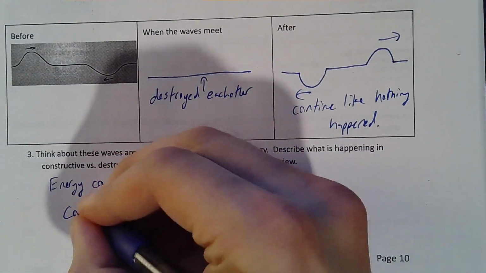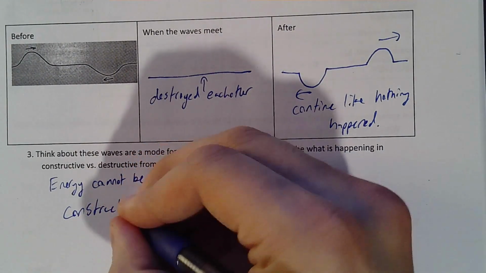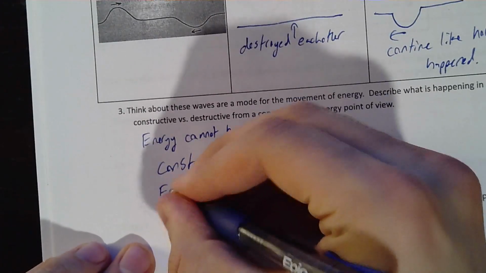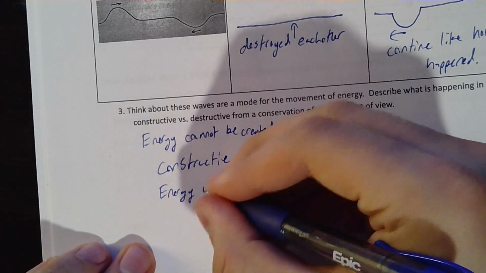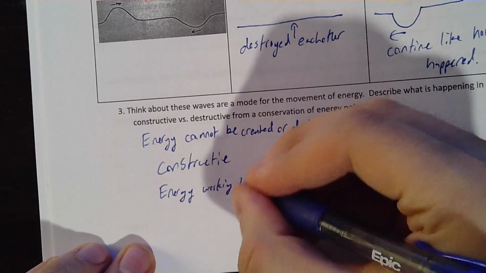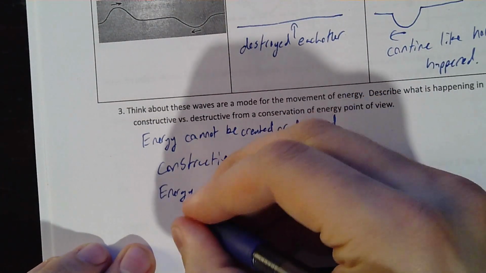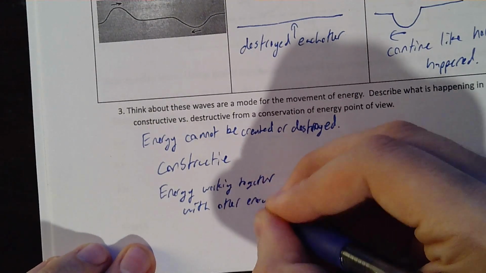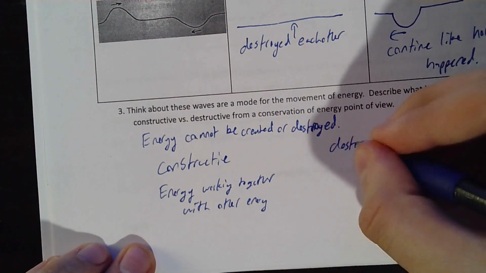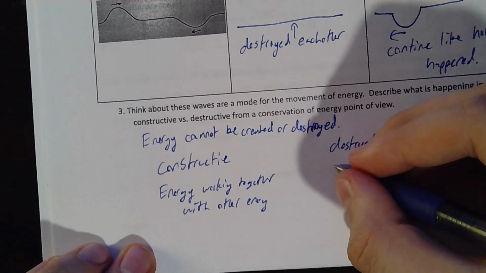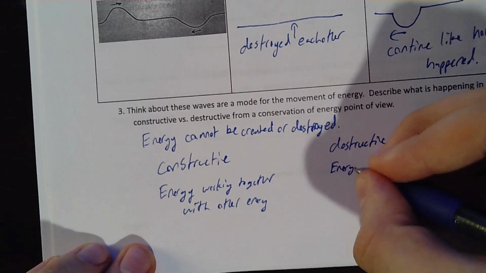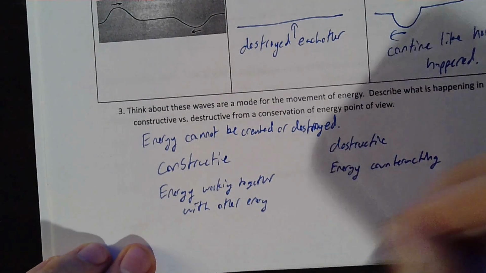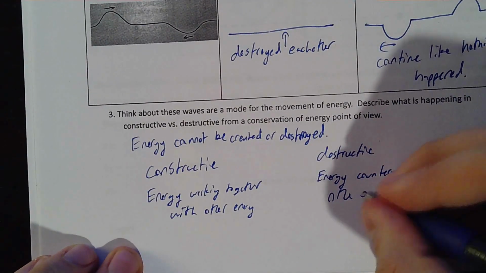So when you have constructive interference, you have energy working together with other energy. And when you have destructive interference, you have energy counteracting other energy.